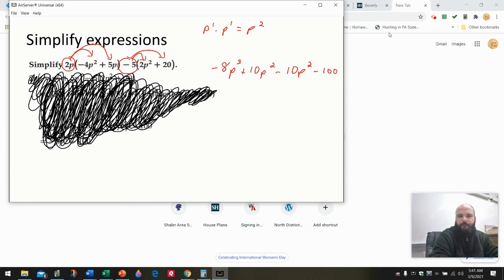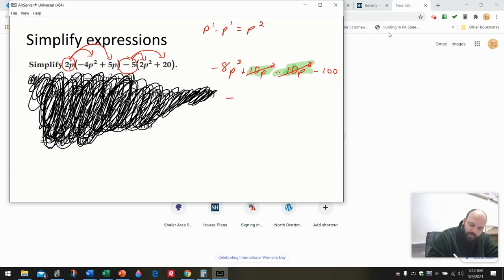Now, looking at our expression, we have completely distributed all the monomials, but now we need to look over the expression and determine whether there are any like terms that could be combined. Looking at this, we have 10p squared and negative 10p squared. Those two terms are the same because they have the same variable and the same power, so they can be combined. 10 minus 10 is 0. So these two cancel out because they're opposites of one another.